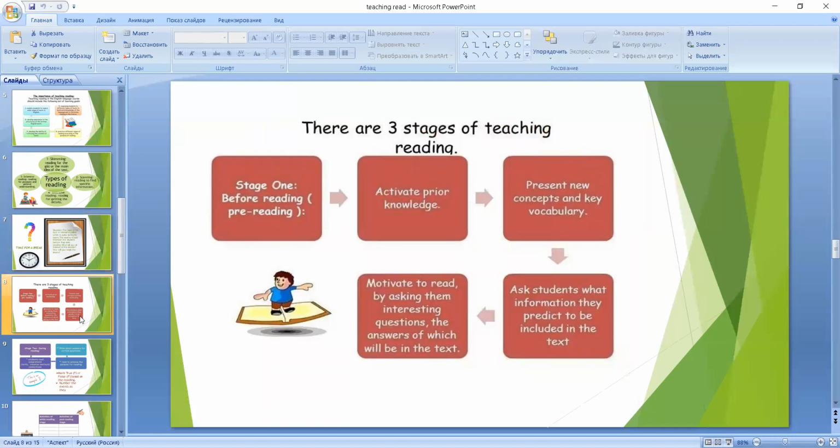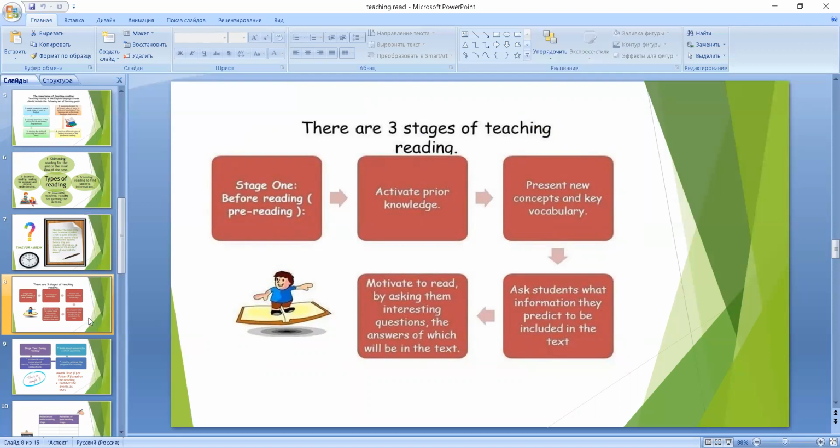Next, there are three stages of teaching reading. Stage one, before reading. Activate prior knowledge. Present new concepts and key vocabulary. Motivate students to read by asking them interesting questions, the answers to which will be in the text. And ask students what information they predict will be included in the text.